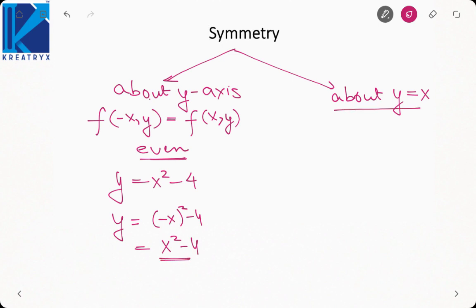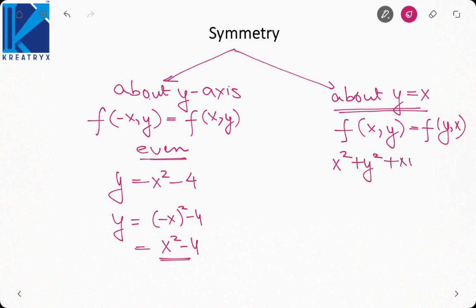If you want to judge the symmetry about y is equal to x line, then if you replace x and y in the function, the function should remain the same. That is if the positions of x and y are replaced. Suppose I give you a function x square plus y square plus xy equal to c. Then if you replace y and x, it will be y square plus x square plus yx, which will again be c. So it is constant, then it is symmetric about y is equal to x line.